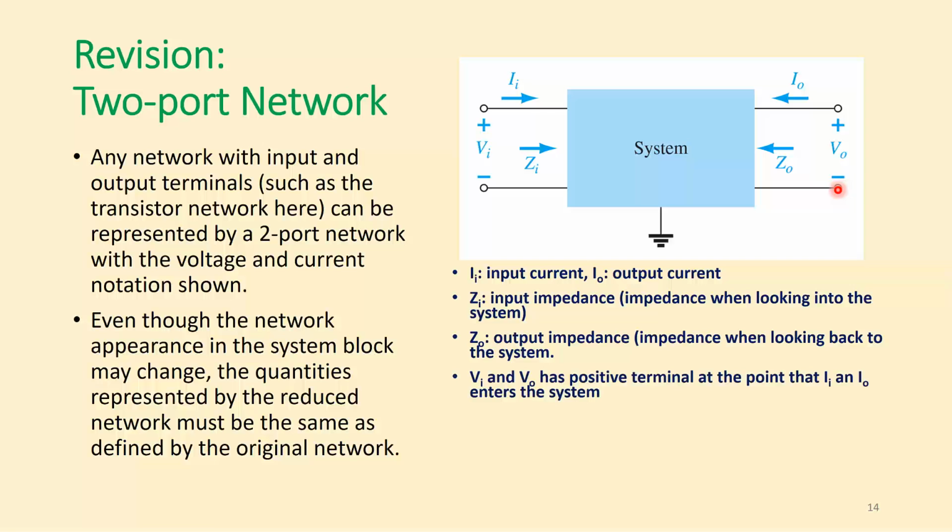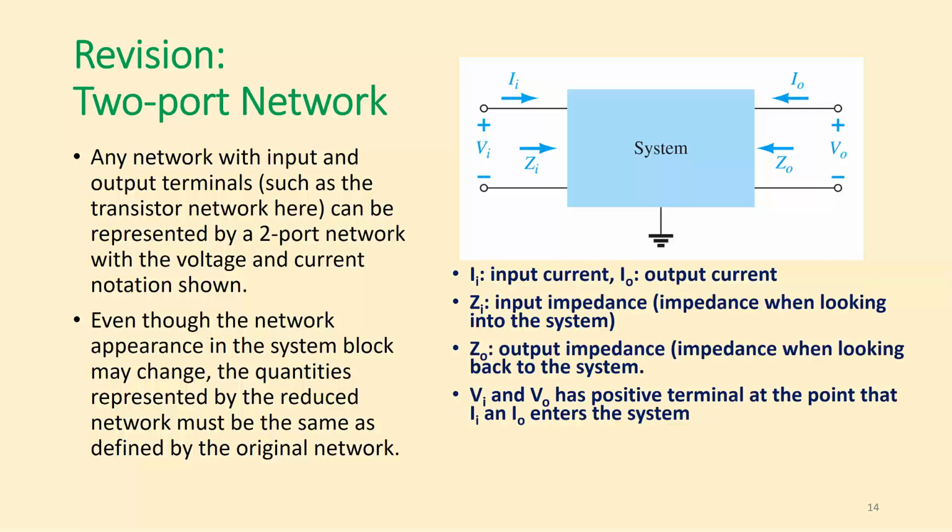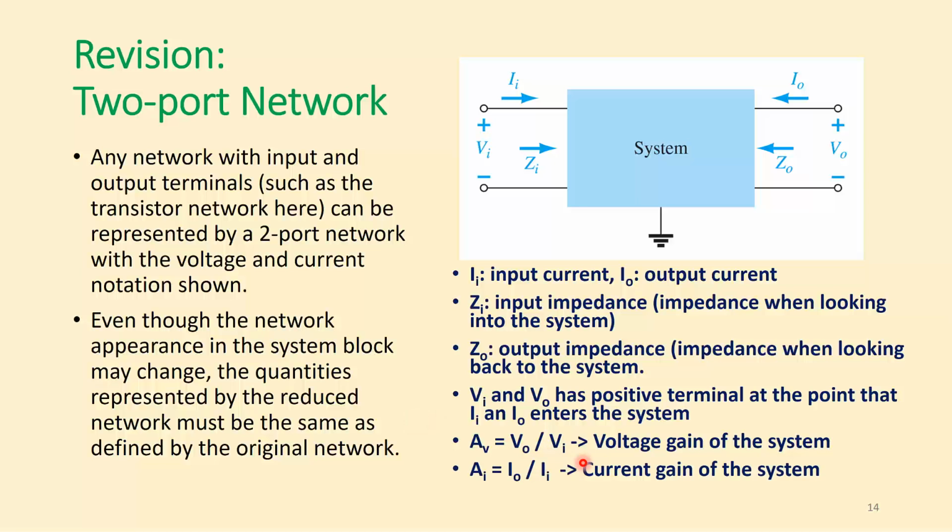Vin and Vout have the positive terminal at the point that Iin and Iout enter the system. You cannot change these notations because this is the notation that is agreed for all two-port networks represented by the system. And if you want to find voltage gain, it's going to be Vout over Vin, which is the voltage gain of the system, and current gain is Iout over Iin.